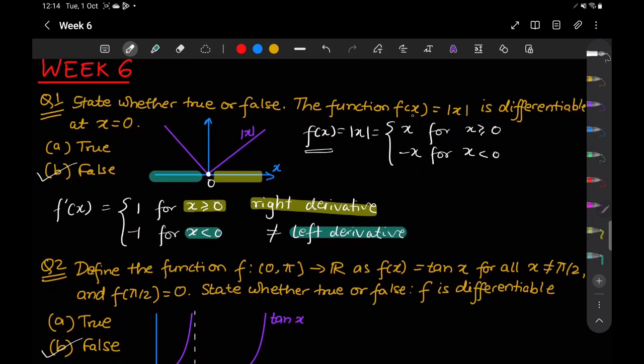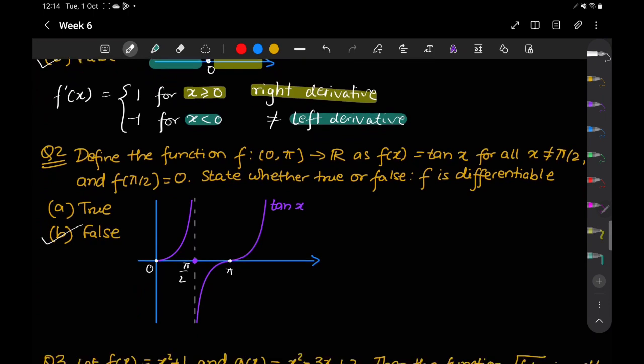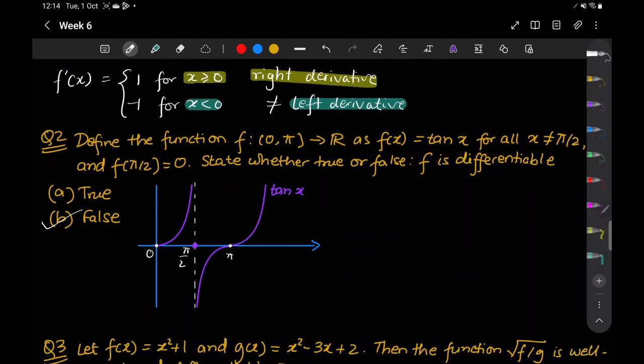Earlier this function mod x was a continuous function, but even though it was a continuous function, it was not differentiable because the left hand and right hand derivatives were not equal. Now here the function is not continuous itself. So if it is not even continuous, then it will definitely not be differentiable. And we can look at it. So f(x) is equal to tan x, and f prime x equals sec square x, which is 1 over cos square x.